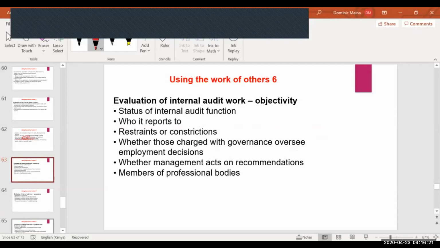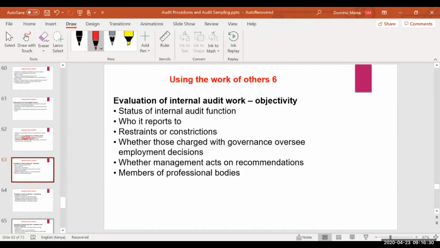When it comes to evaluation of the objectivity, you may have to think of the following. Don't forget, as I mentioned, most likely they'll be the employees of the company. So when it comes therefore to the evaluation of the work, it will be a bit easy. But there are some other things you can try to look at.